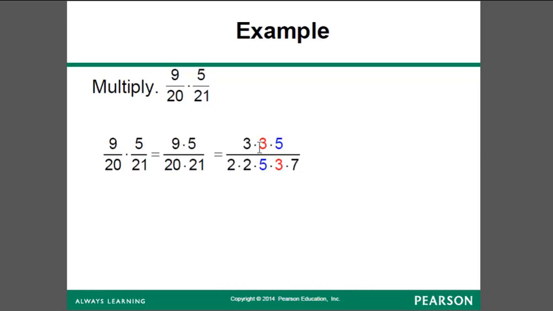Now if you notice, I have a 3 that is common, numerator to denominator, and I have a 5 that is common, numerator to denominator. So those will get to be crossed out. Now I can see what I have left. On the numerator I have a 3. On the denominator I have 2 times 2 times 7, which will leave me with 3/28. Again, as you can see, it is much easier to simplify in this form than it would be to simplify at the end.